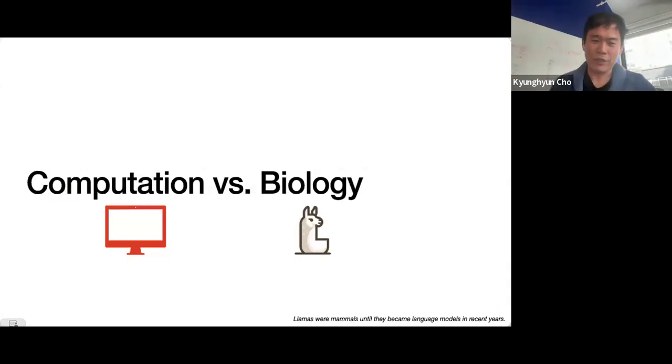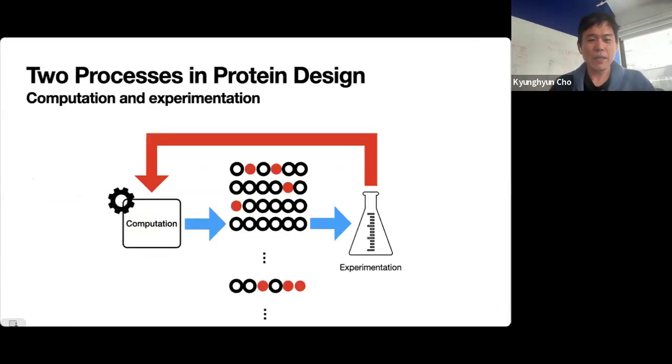So let's talk about the first challenge. That is computation versus biology. In designing proteins, there are two processes that must work together. The first one is computation, and the other one is experimentation. Computation algorithms are going to be used by us to produce new designs of proteins. And on the experimentation side, these newly produced designs are going to be synthesized and tested. And then the results of the experiments will be fed back into the computation.